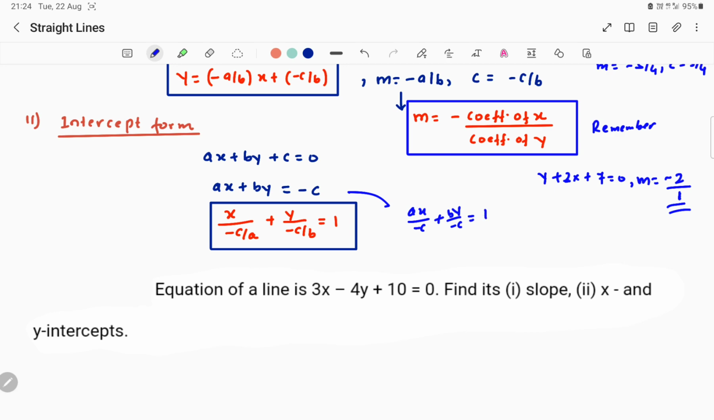But when you look at the intercept equation, it is x by a, isn't it? Means x, no coefficient is needed. So this a we can bring down, this b we can bring down, and we can write x/(-c/a) + y/(-c/b) = 1.